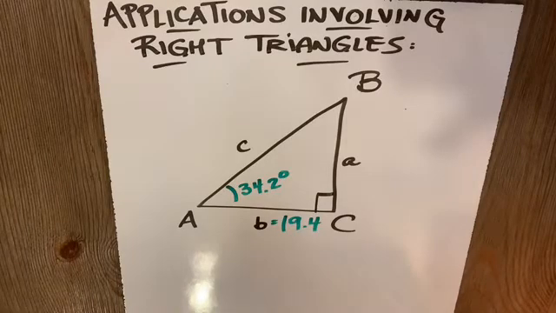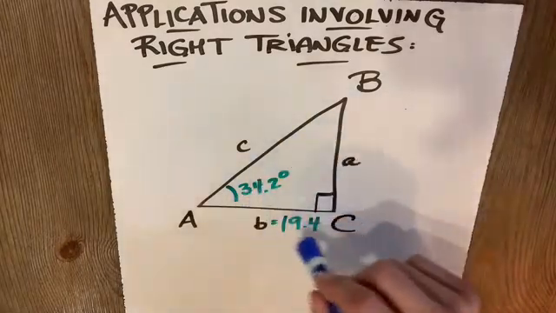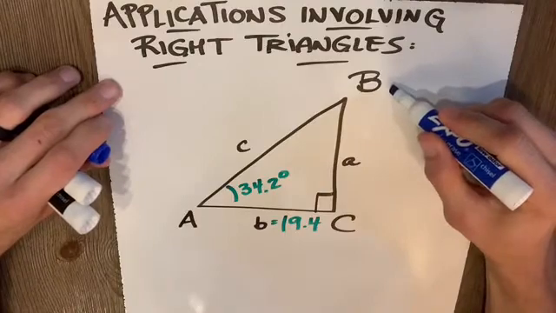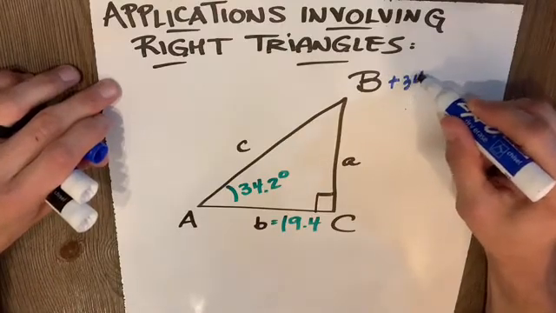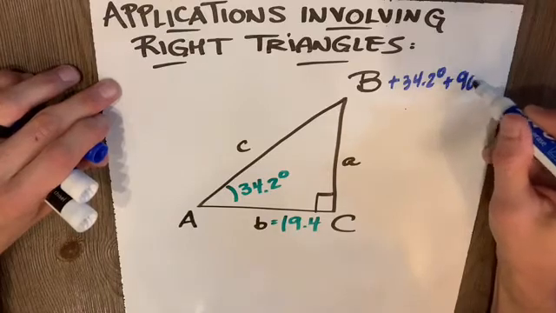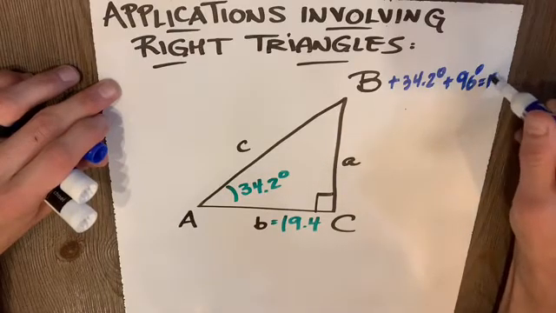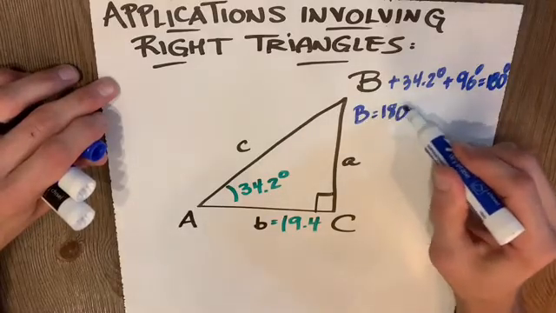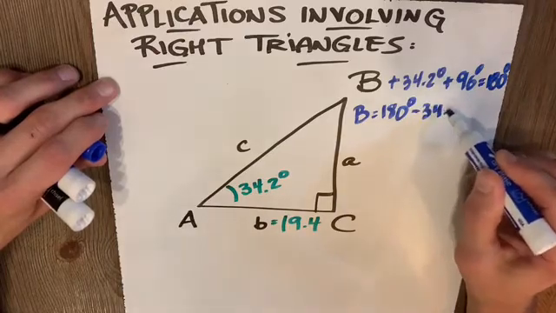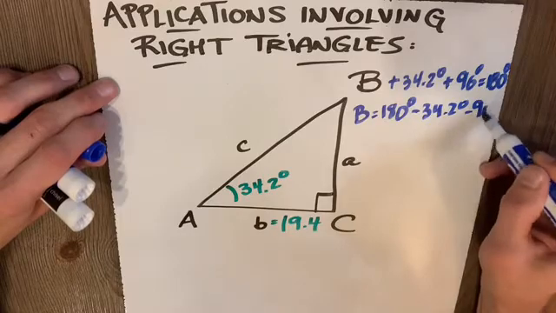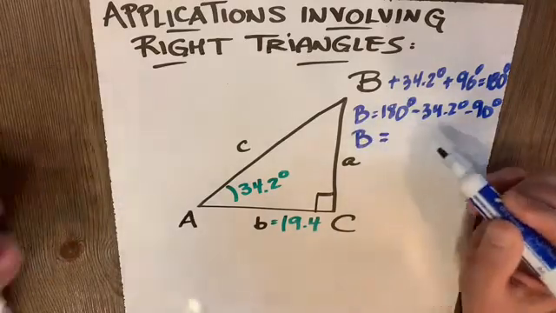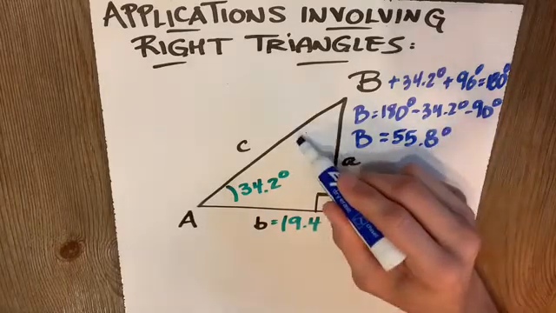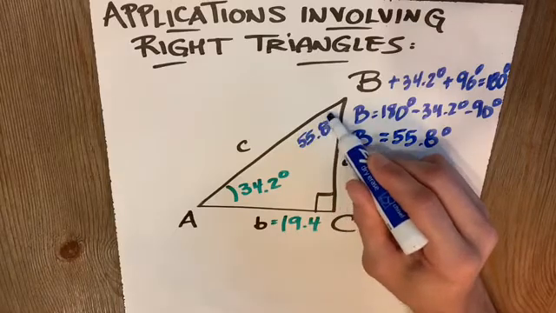So we're asked to solve this triangle. Well, one thing we know is that the interior angles of a triangle have to sum to 180 degrees. So we know that angle B plus 34.2 degrees plus 90 degrees is equal to 180 degrees. So that means angle B is going to be 180 degrees minus 34.2 degrees minus 90 degrees. So this angle B here will be 55.8 degrees. So we can add that in, 55.8 degrees.